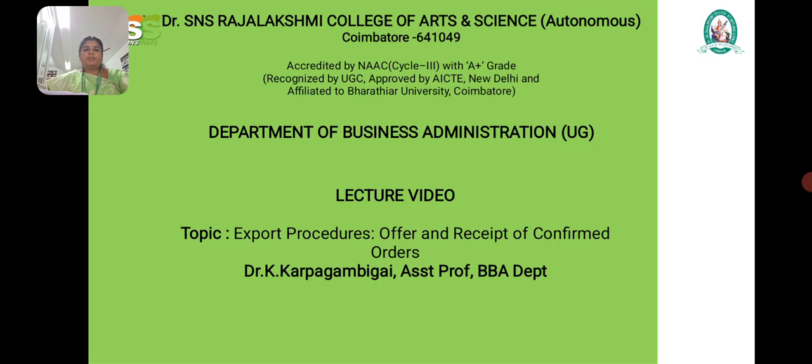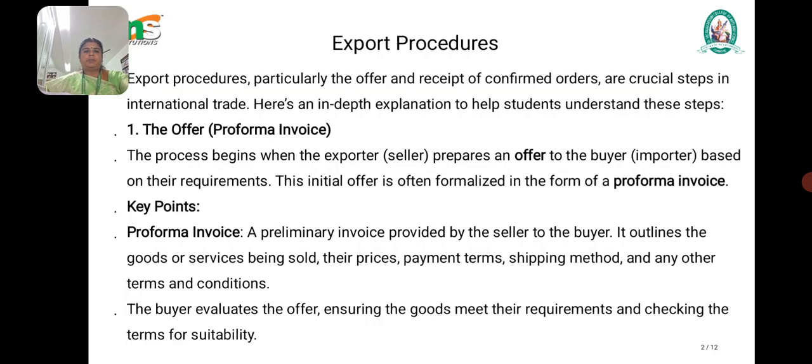Now we are going to see about the export procedures, that is offer and receipt of confirmed orders. Export procedures, particularly the offer and receipt of confirmed orders, are crucial steps in international trade. Here is an in-depth explanation to help students understand these steps. The offer, pro forma invoice.